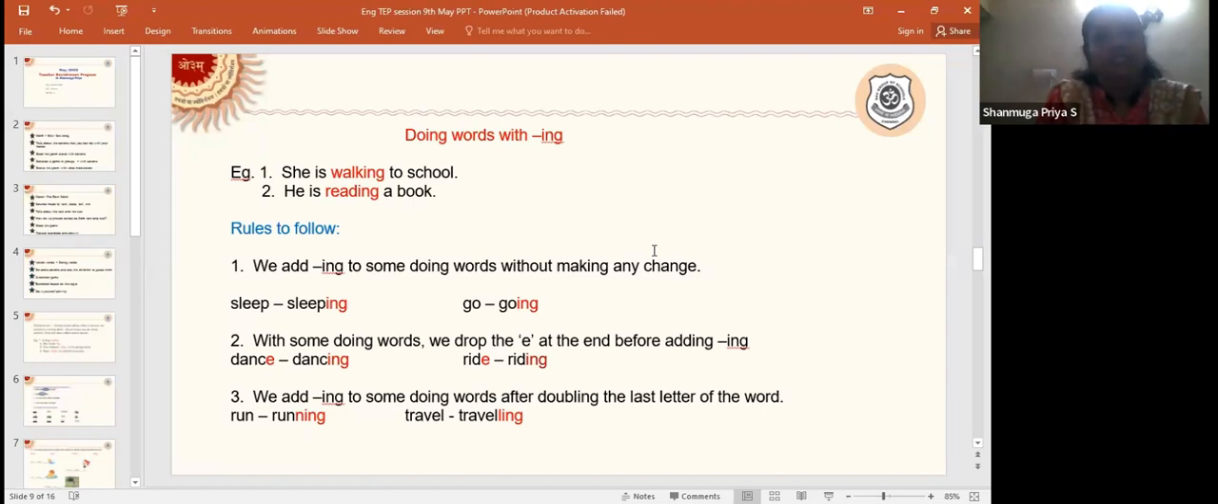We can even conduct a game, splitting the teams into two, and we can ask them about good action words and bad action words. We can just write it down on the board, like some good action words, like caring, sharing, helping, and all.